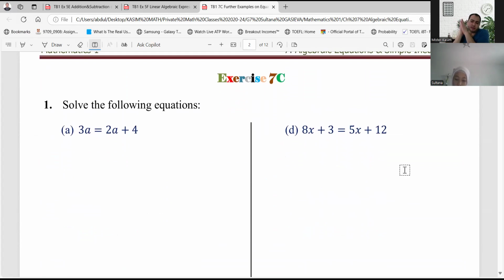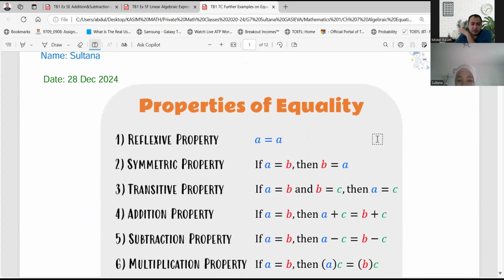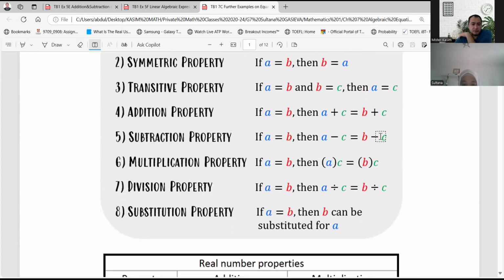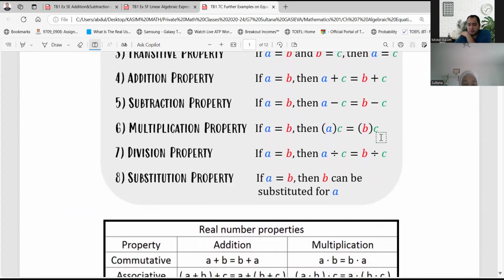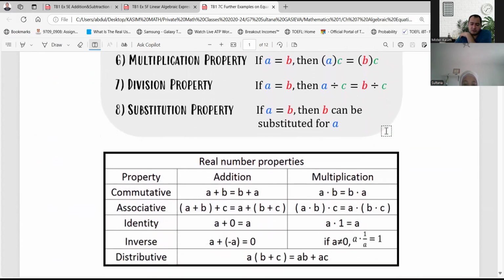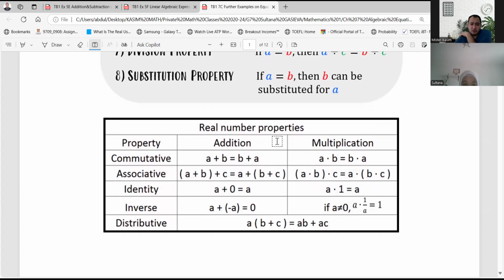The idea is really simple. Solving an equation means isolating the unknown. How do we do that? Using the properties that we have seen here, right? Reflexive property, symmetric property, transitive property, addition property, subtraction property, multiplication property, division property, and substitution property. And also properties of real numbers: commutative, associative, identity, inverse, and distributive.